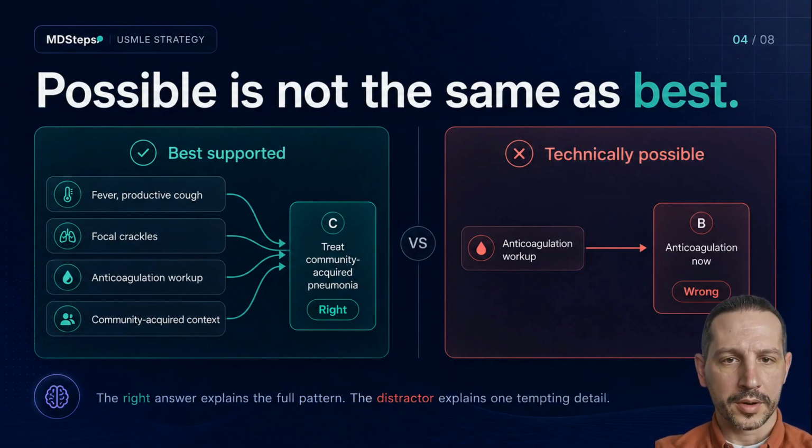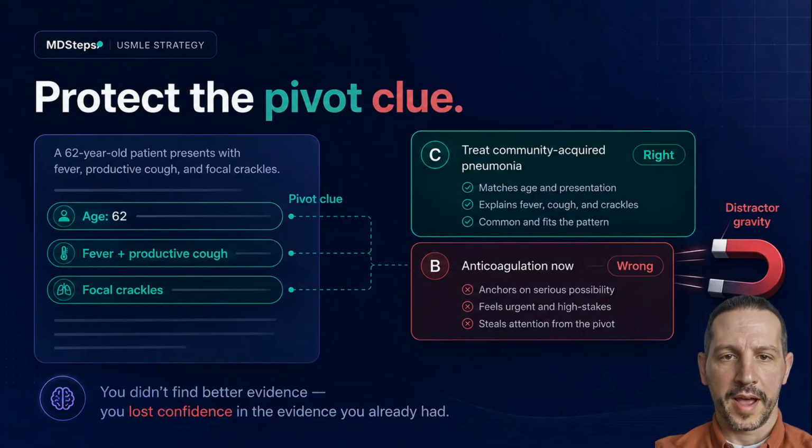That distinction matters. When you change right to wrong, one of three things usually happens. First, you abandon the pivot clue. The pivot clue is the detail in the stem that should have locked the diagnosis or mechanism into place. It might be the age, the timing, the risk factor, the physical exam finding, or one lab value that changes the whole interpretation. You noticed it at first, then you forgot to protect it.